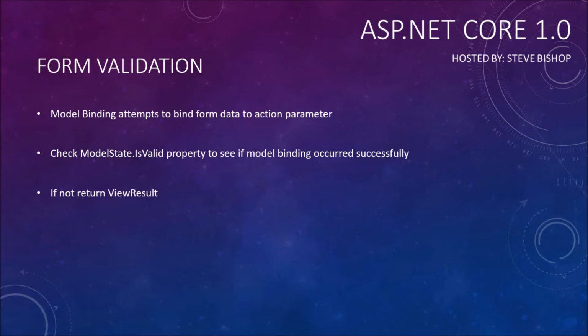Now, this is okay to do, but that really doesn't tell the user what the problem was with the data that they entered into the form. So in this video, we're going to solve that little problem by using HTML helpers to display validation errors. So let's go ahead and hop into our Visual Studio Code window and let's create some form validation.